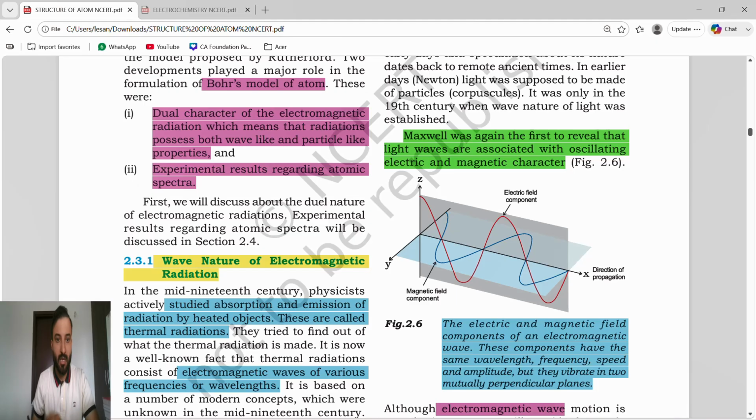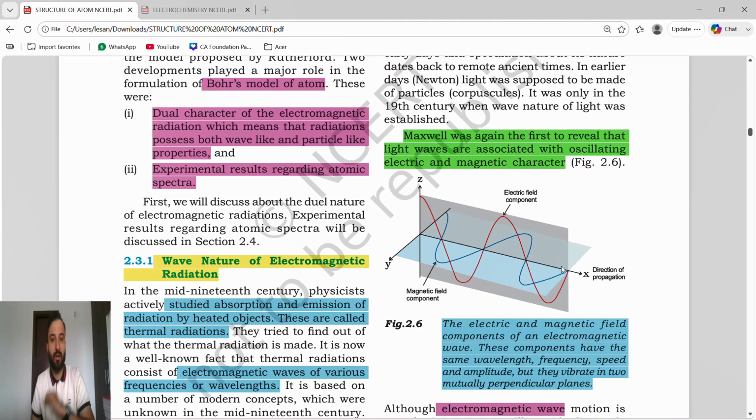So that's why, in Bohr's model, the first thing he discovered was the dual character of electromagnetic radiation. What is the dual character? The radiation shows both wave-like and particle-like properties. It will show wave properties, like this blue color and red color, and particle-like property means straight, so it can go straight or it can go like a wave.